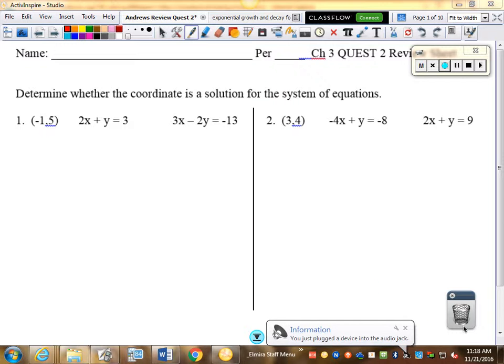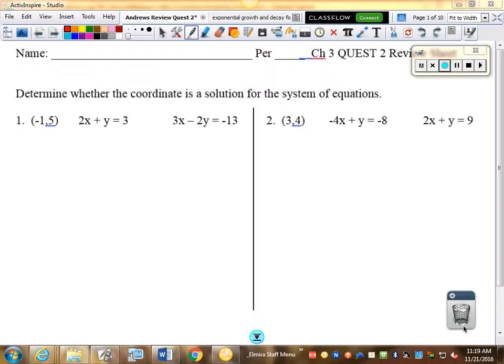We have our quest tomorrow, the second quest for this chapter, and it's all the systems of equations stuff. If you do not have Mrs. Andrews, then we're still reviewing some of the same material, but some of this material may have already been tested for you. I rearranged my curriculum for Chapter 3 a little bit differently.